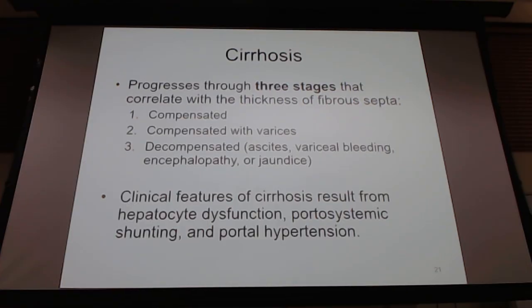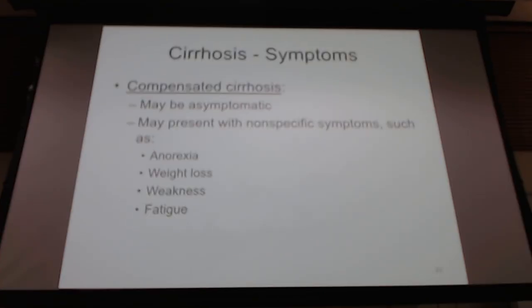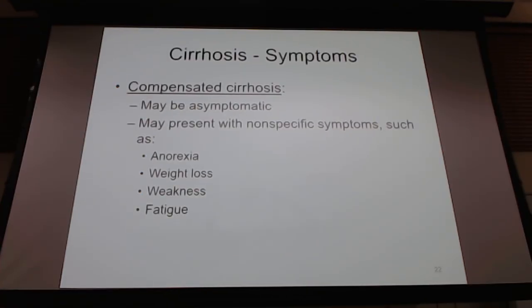It gets worse, it starts backing up, portal hypertension causing ascites, variceal bleeding, encephalopathy, and then eventually jaundice. So that's all from the combination of the dysfunction specifically at the hepatocyte, as well as that portosystemic shunting and portal hypertension, and then it just progresses out of control from there. If it's compensated, they may or may not be symptomatic.